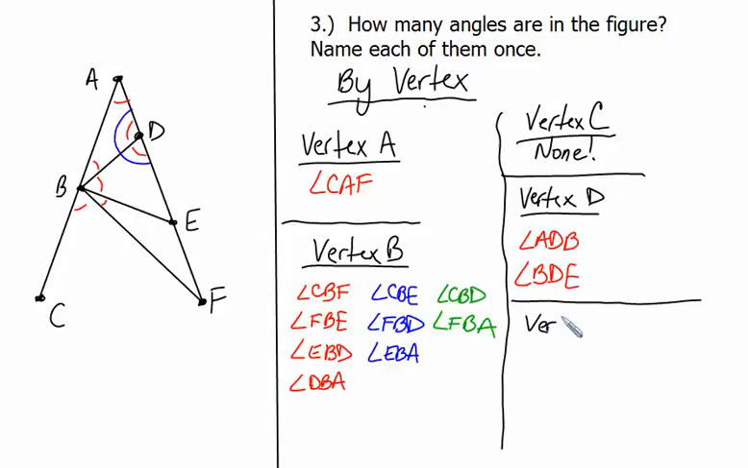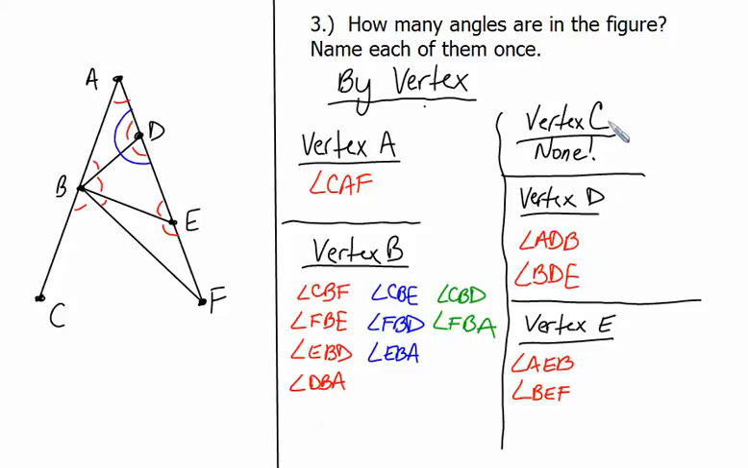Then we've got vertex E. So when I look at vertex E, again I'm going to start with red for the small angles here. We've got angle AEB. I could name it AEB, or I could name it DEB. I'm going to go with AEB. Either way would be fine. And then we've got angle BEF. Again, we are not going to include, let me change the color on that, DEF because that is a straight line.